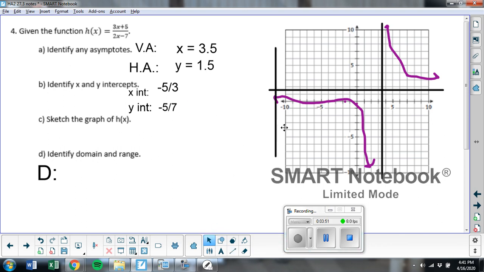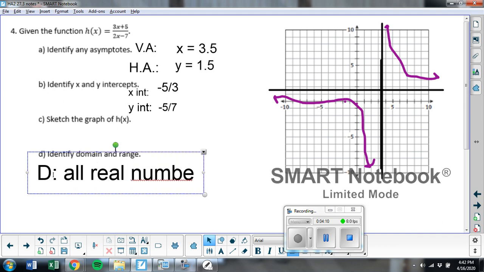So I definitely have a value here. I definitely have values here. What values can I not have for x? This one right here, this asymptote. So that was an x value of 3.5. So my domain is, we'll write it a couple ways. First we'll say all real numbers and x cannot be 3.5.